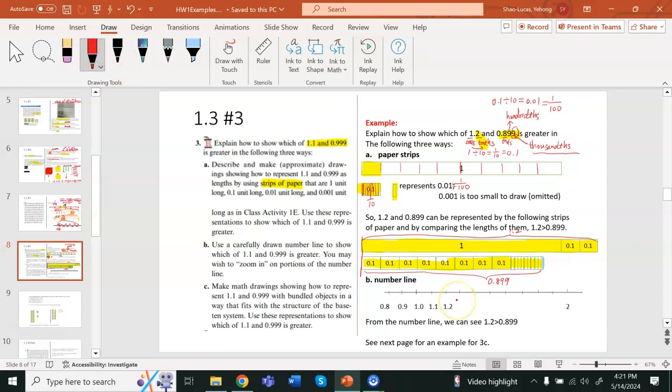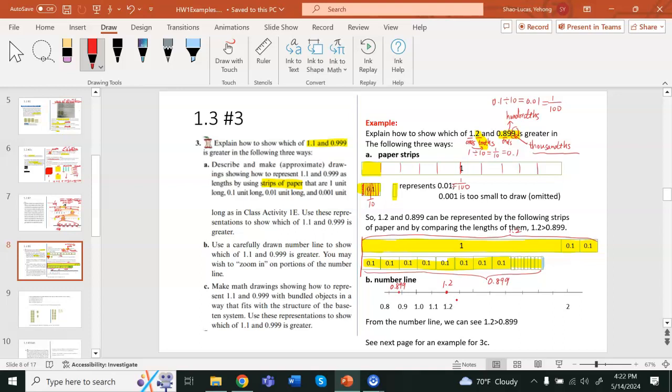So first of all, we found where 1.2 is, which is right here. And then we found 0.899, which is between 0.8 and 0.9. So it's very close to 0.9. So it's going to be somewhere here. So I have 0.899, and this one is 1.2.